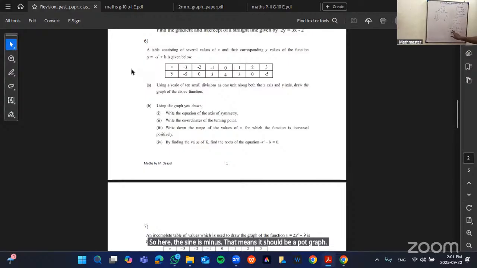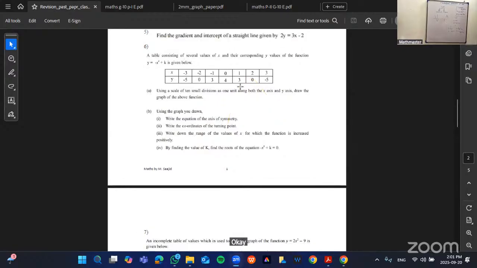So here minus means it should be a maximum graph, right? So the graph should be like this. It should come like this. But we can just guess the graph. That is, the graph should be like this. Okay, right. Let's see that when we do the questions.